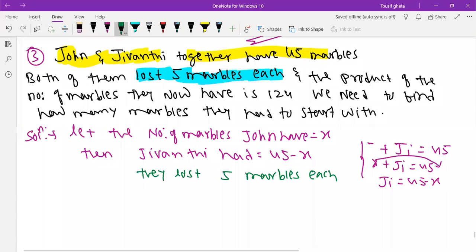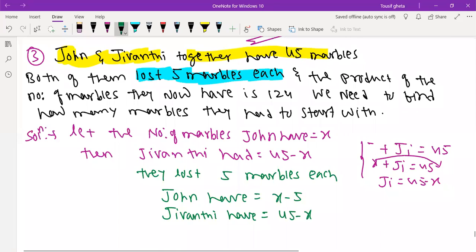So now we will write John has x minus 5. John will lose 5 marbles, so we get x minus 5. Jeevanti has 45 minus x. She will lose 5 marbles. So how much will we get? 45 minus 5 is 40, so 40 minus x. Okay.